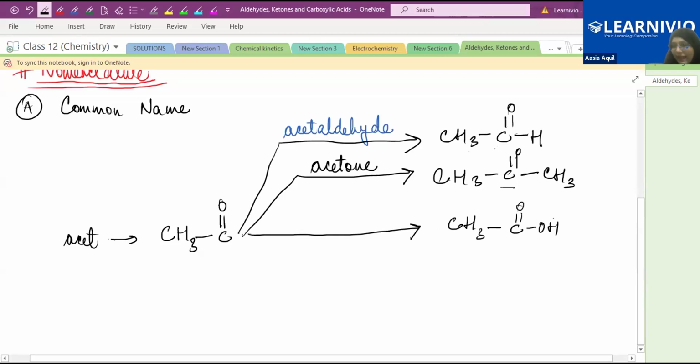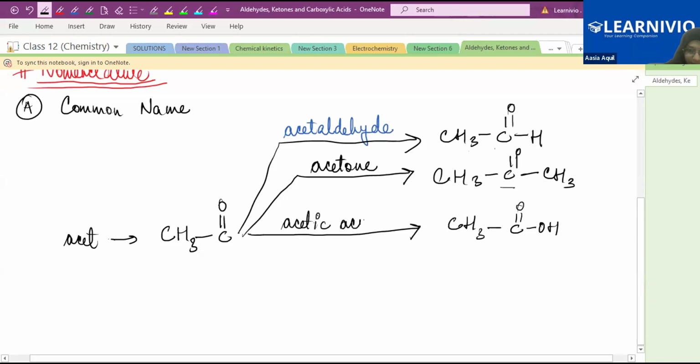The COOH group is your carboxylic acid, and this CH3CO group is your acyl group. So this is your acetic acid. For a carboxylic acid, what do we use? We just use acid as a suffix. So this is CH3CO, and we just use acetic acid. The common name of this is acetic acid.